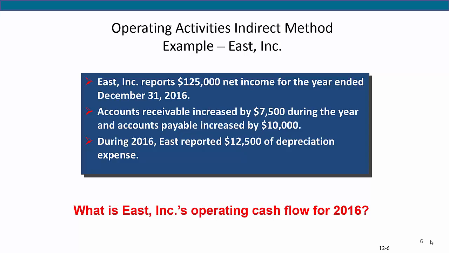Now let's try a small example using East Incorporated. Write down these amounts so you have them available. East Incorporated reports $125,000 in net income for the period. During the period, accounts receivable increased $7,500 and accounts payable increased $10,000. During the period, East reported $12,500 in depreciation expense. Our challenge is to determine East Incorporated's cash flows from operating activities for the period.